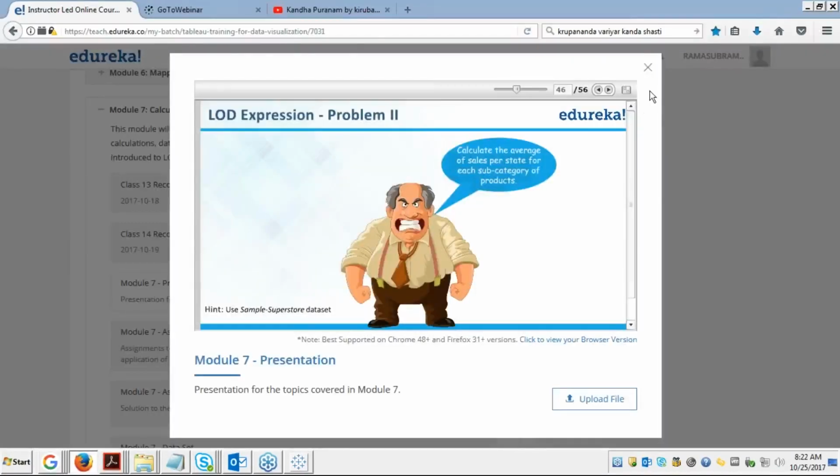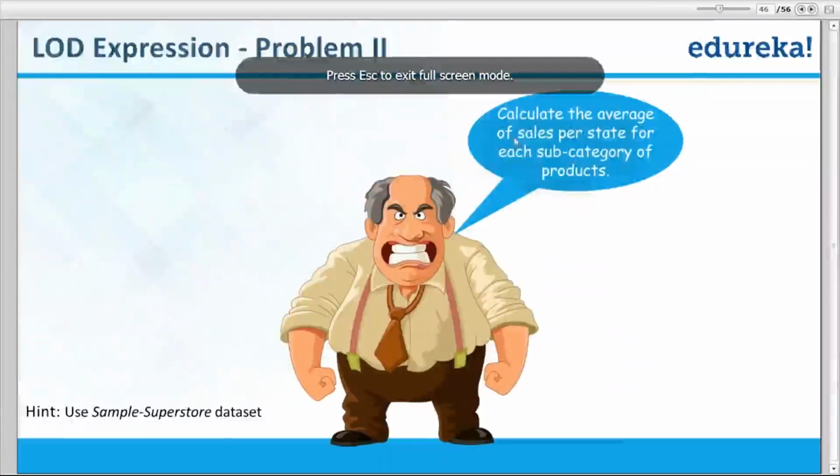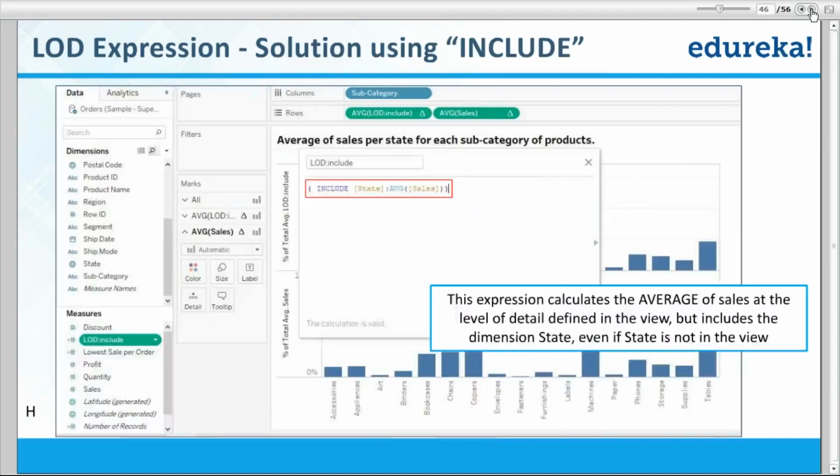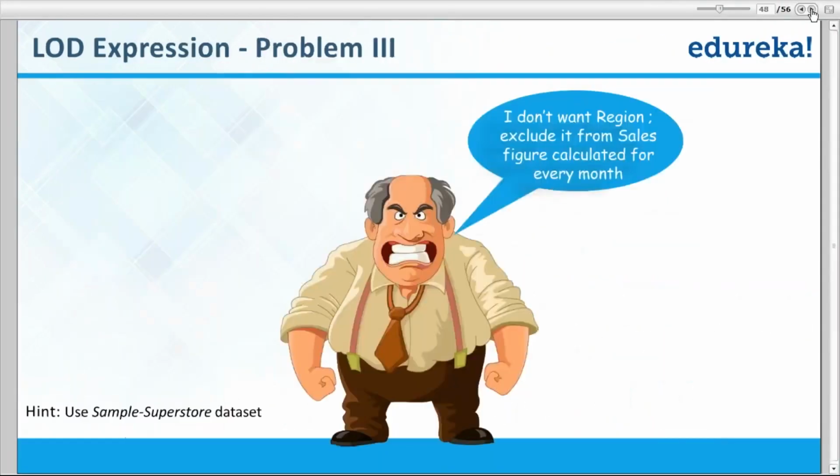Okay. So now this is the second problem we have solved. Here we didn't have the state, so we have to compute it based on each and every subcategory of problems. So this is the average of sales, and this is how it's looking, computing including the value. See here, he is saying I don't want region excluded from sales figure calculated for every month. So which LOD expression to use here, friends?